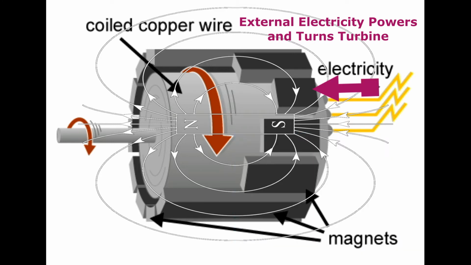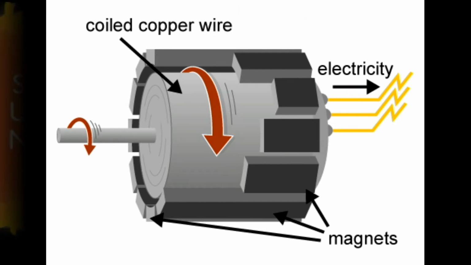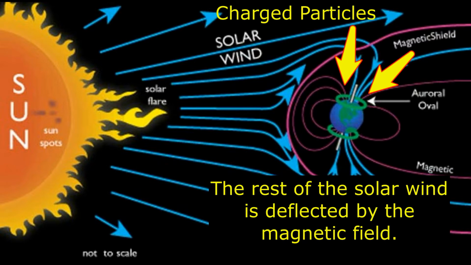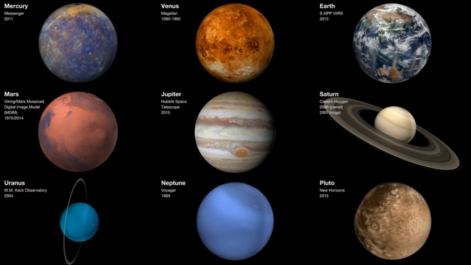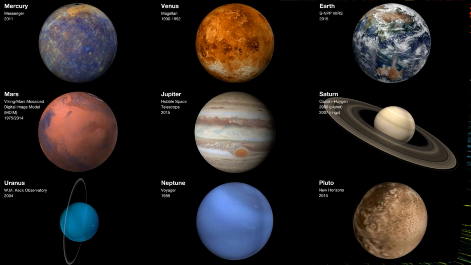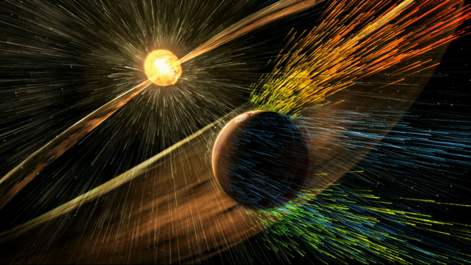So, just to reiterate, if we look at a planet and the sun, the pole is where you would charge a planet, and the side, the magnetic field on the side, is what deflects the solar wind. So it's very important to have this deflection of the solar wind, otherwise we have no atmosphere, but it's also very important to charge the dynamo to keep that solar wind at bay. So what does this have to do with planetary tilt, you ask? Good question. Well, we have to make a little assumption.